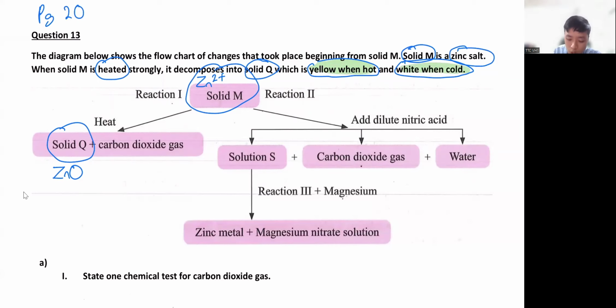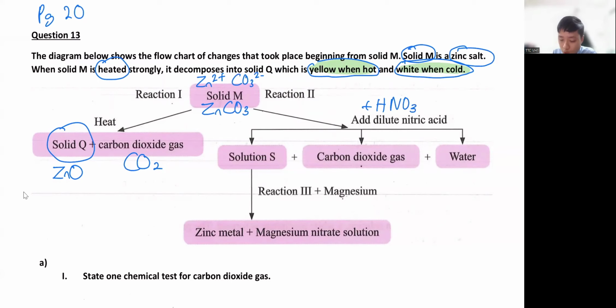And also you got carbon dioxide. If you got carbon dioxide, meaning what? Meaning what is solid M? Solid M is supposed to have what ion? First of all, you have the carbonate ion. Means you have zinc carbonate. Solid M is zinc carbonate. When zinc carbonate is added into nitric acid HNO3, you got three things come up.